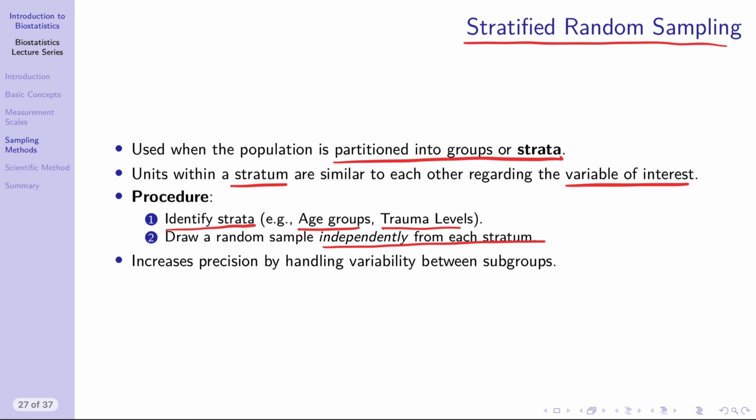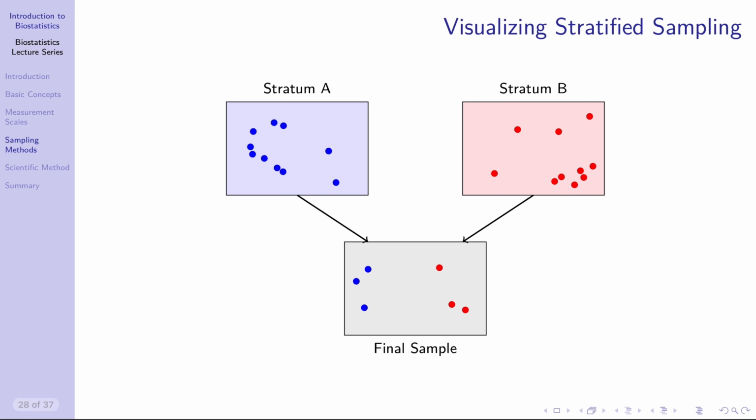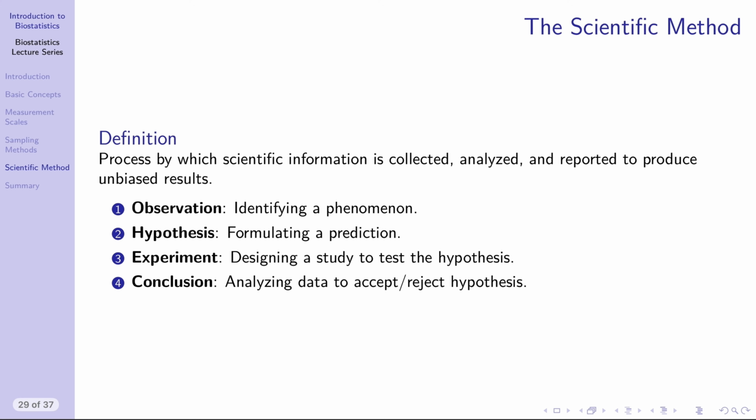This increases precision by handling the variability between the subgroups, which basically means it helps make sure the samples are uniformly coming from all the subgroups present in a particular population. For example, we have stratum A and stratum B, and I need 3 people from each. So I take stratum A and randomly select 3 of them, then stratum B and randomly select 3 of them. This is how we visualize stratified sampling.